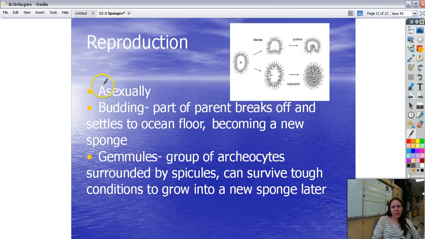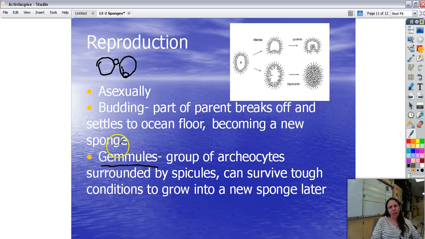If they reproduce asexually, they do something called budding, which is basically they take a part of themselves and grow a little chunk off of it. That chunk falls off, and lo and behold, turns into a brand new sponge. So part of the parent breaks off and settles to the ocean floor, and that becomes a new sponge. But in conditions where, say, there's an oil spill or something like that, that might kill all the sponges, what they'll do is produce these little things called gemmules.